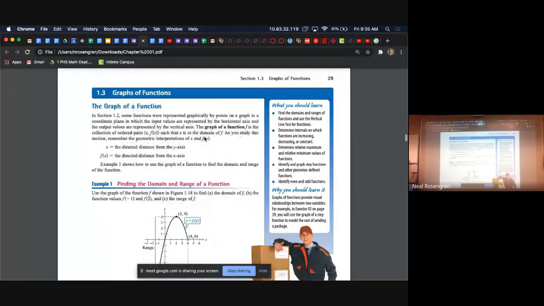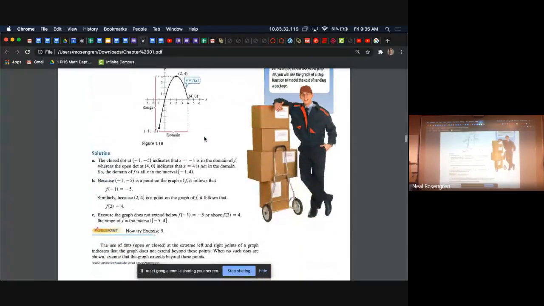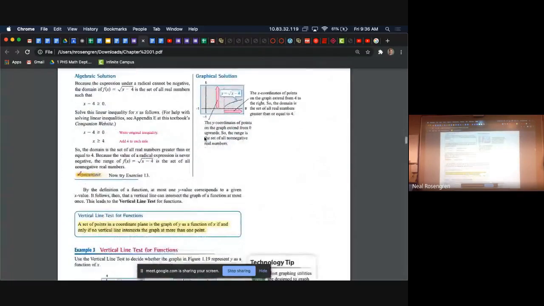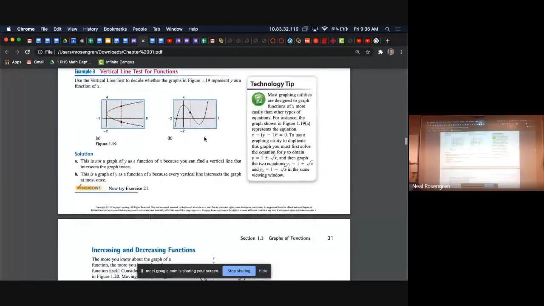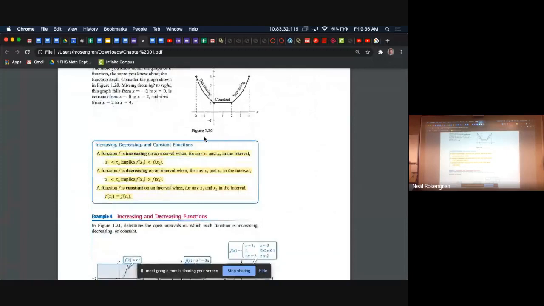Okay, 1.3 graphs of functions. Sorry if this is fast, but domain and range. Cool, and some practice. Great, domain and range, up and down, left and right. Vertical line test, done, cool, we know how to do that. All right, increasing, decreasing, constant. If you want the super technical version of anything, you're looking for boxes that look like that.